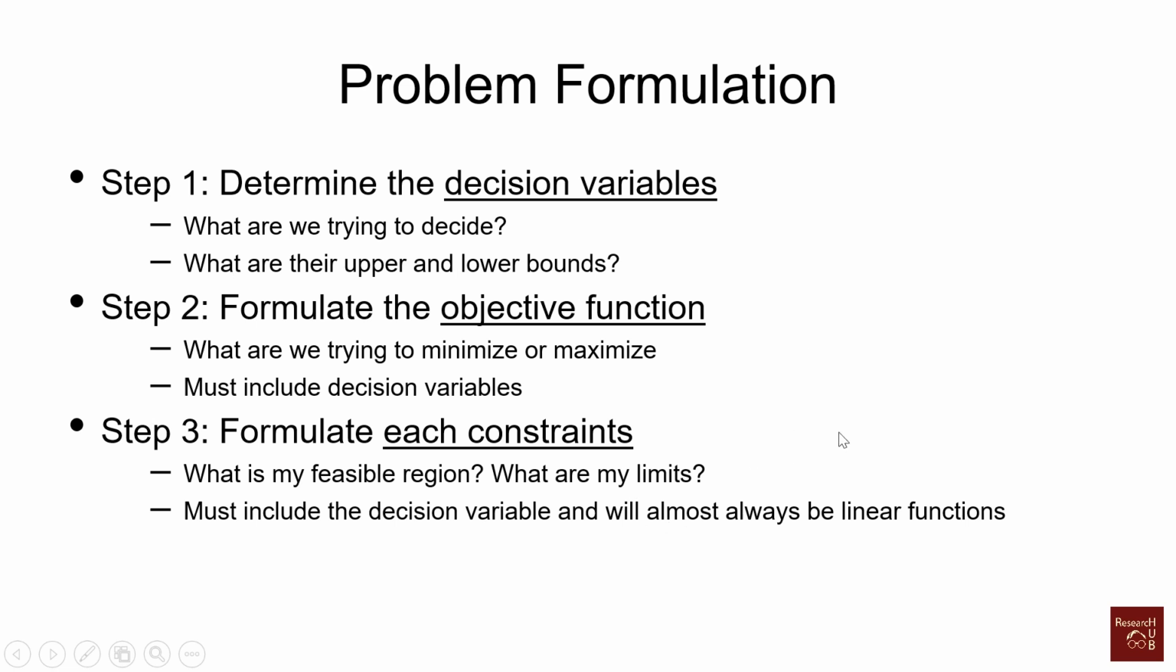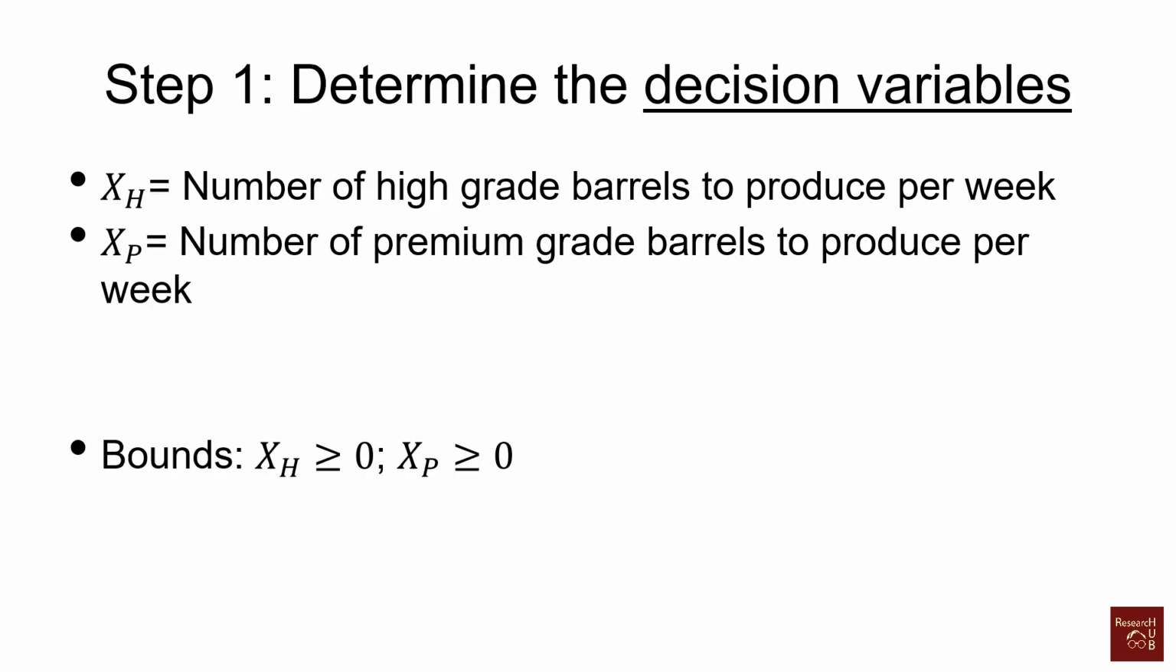And we will try to apply the same for the YARA Chemicals problem. So first we determine our decision variables. We call them XH, the number of high grade barrels to produce, and XP, the number of premium grade barrels to produce per week. And here is our limit: for both of them we produce 0 or more. We cannot produce in negative numbers.